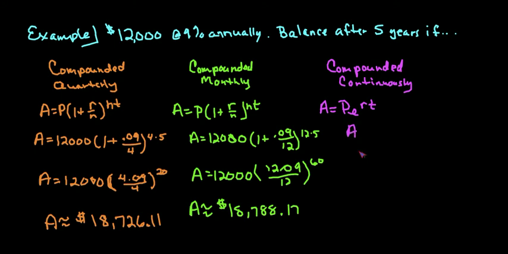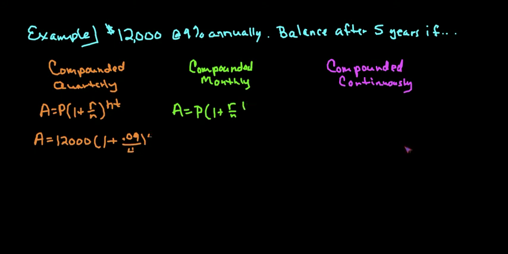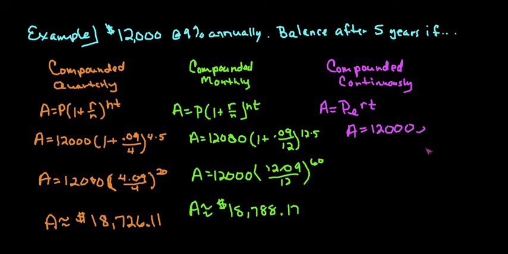We're still starting with our $12,000. This time we're multiplying by that natural exponential function. The rate is still going to be 9%. And we're going to multiply that by our time, which is still 5 years. Now here, a little less to simplify. We can just multiply on the exponent, and we're going to get 0.45. And then all we have to do is, again, hit the calculator to simplify this.